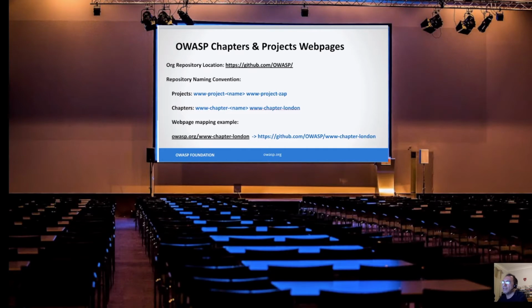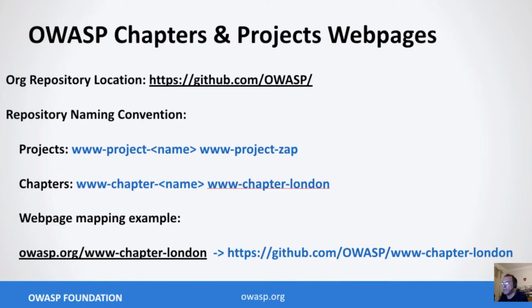Before we even start, the first thing that you need to do is locate the GitHub repository for your chapter's webpage. All repositories will be under the OWASP organizational account, which is github.com/owasp, and the repository naming convention is the following. For projects, it is www-project-name, for example, www-project-zap, and for chapters, the repo naming convention is www-chapter-name. For example, for the London chapter, the repo name is www-chapter-london. So inside GitHub, these repos will be under github.com/owasp.